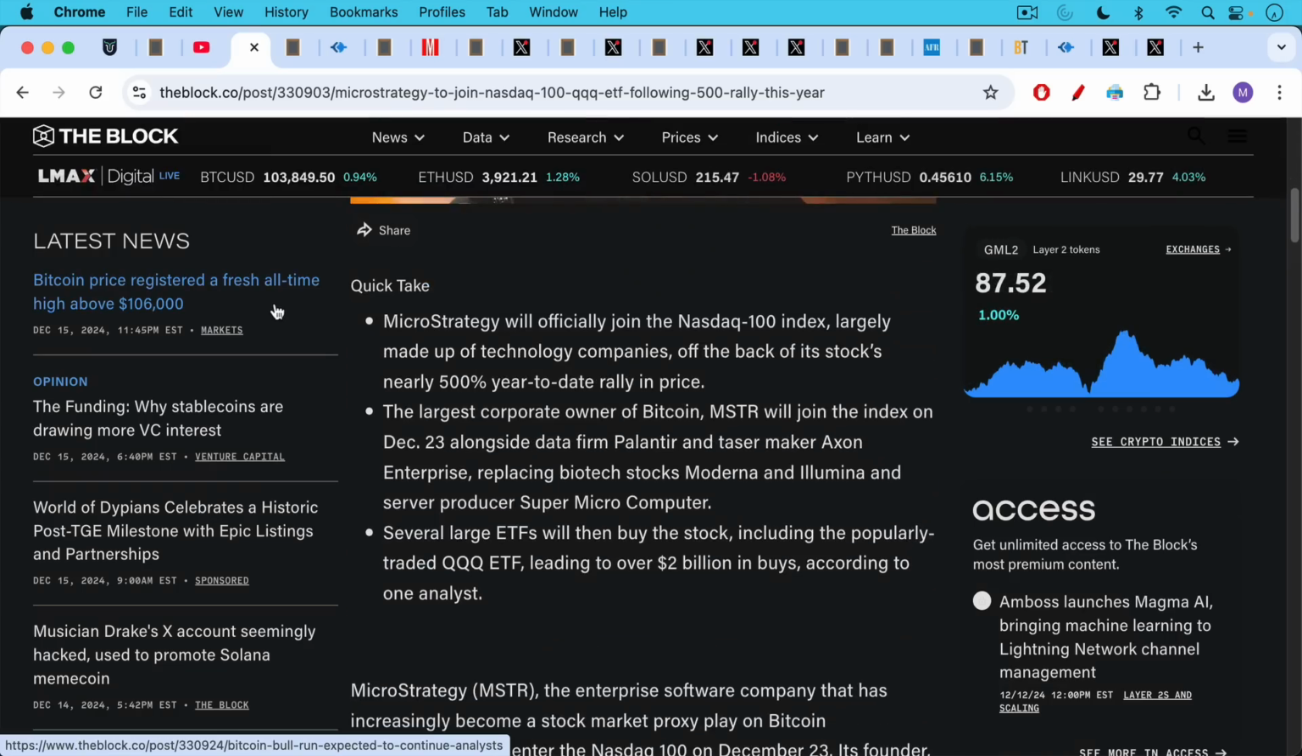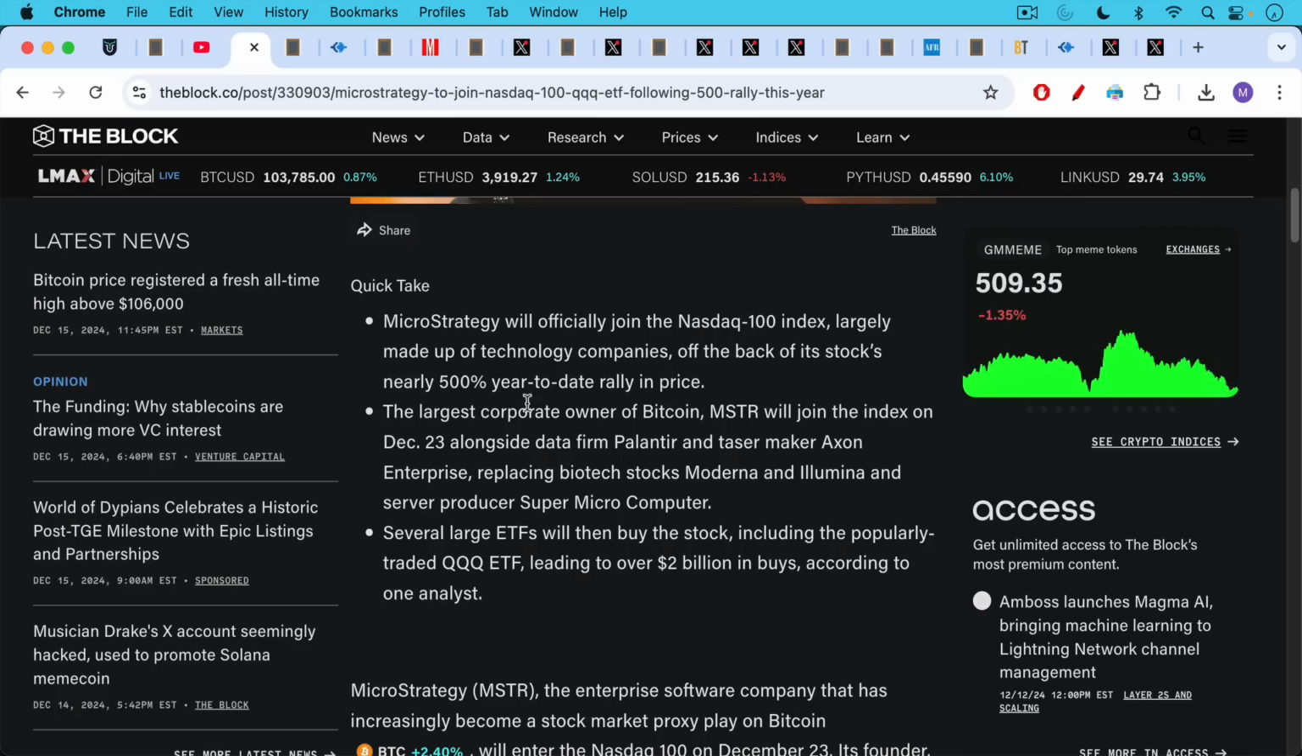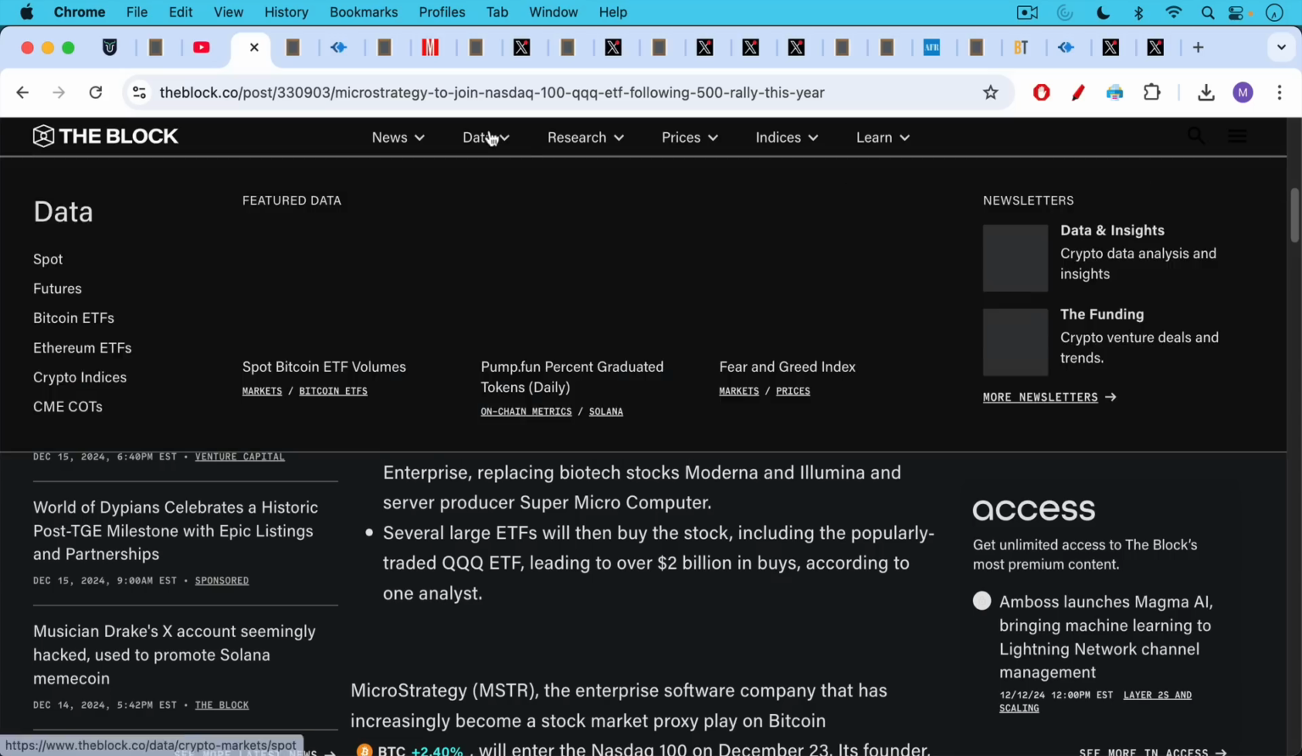this is so significant. It's going to be added to the index on December 23rd alongside Palantir and Taser maker Axon Enterprise. And I hope you can enjoy the irony as much as I do that it's going to be replacing a biotech stock like Moderna.